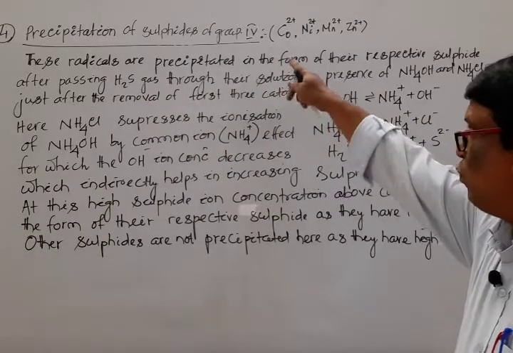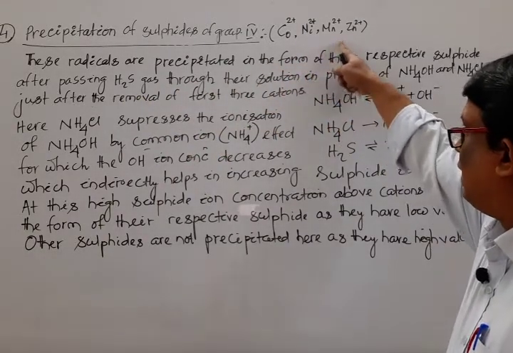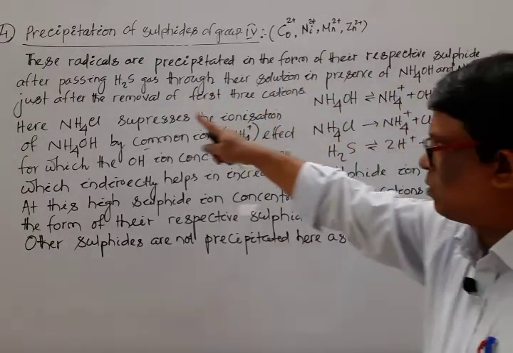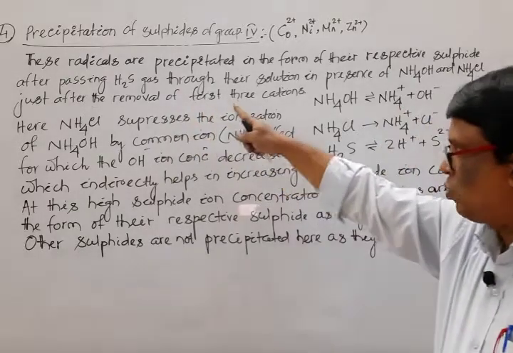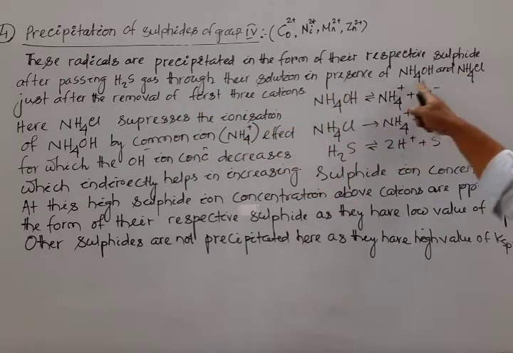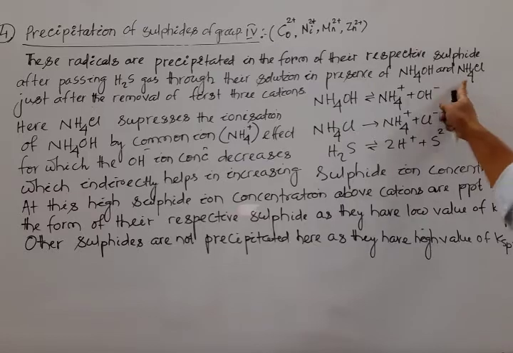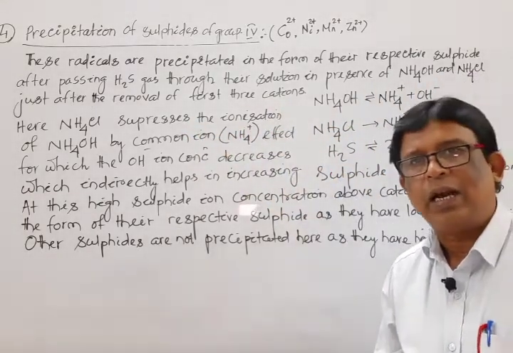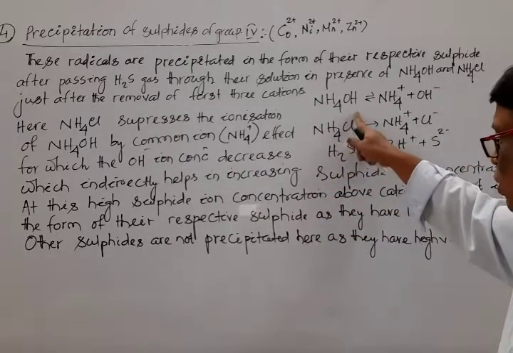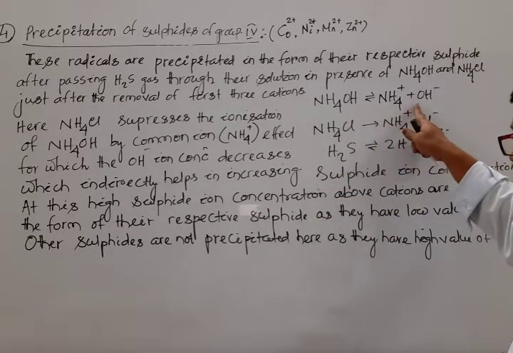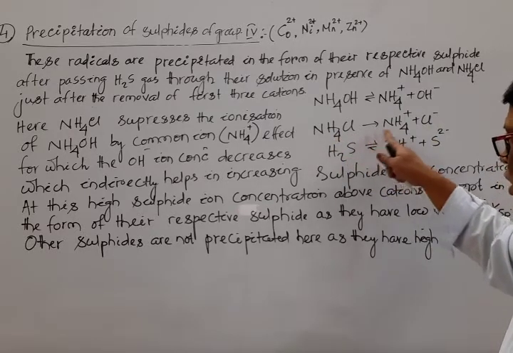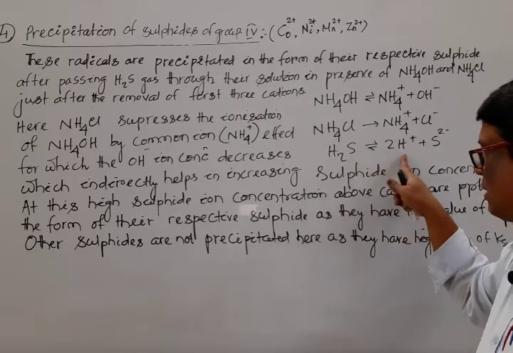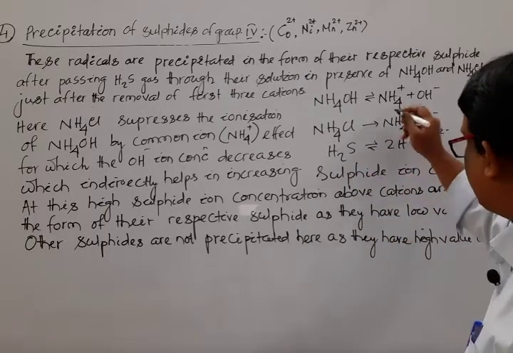Precipitation of sulfides of group 4, that is cobalt, nickel, manganese and zinc. These radicals are precipitated in the form of their respective sulfides after passing H2S gas through their solution in the presence of ammonium hydroxide and ammonium chloride, just after the removal of the first 3 cations. Mark the equation. Ammonium hydroxide, a weak electrolyte, ionizes partially; ammonium chloride, a strong electrolyte, is completely ionized; and H2S gas, a weak electrolyte, ionizes partially. Here we observe that this is a common ion.